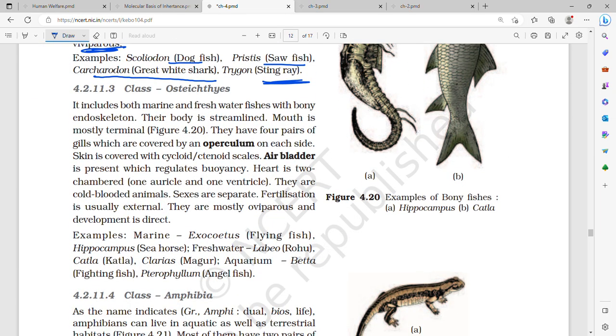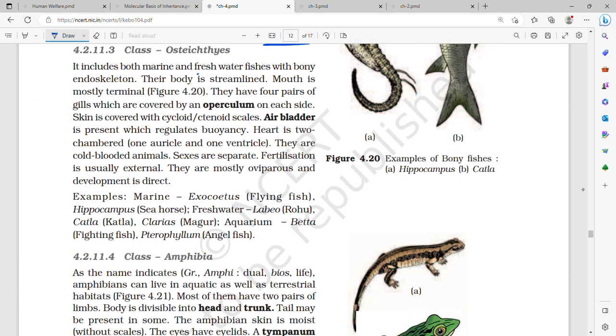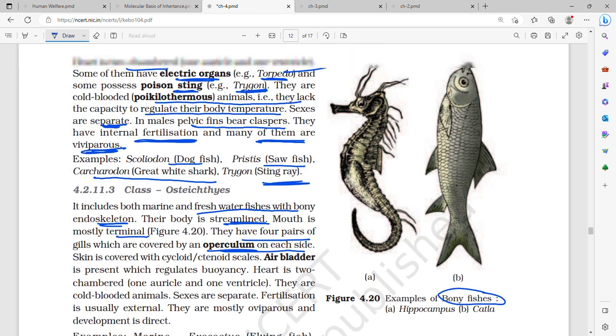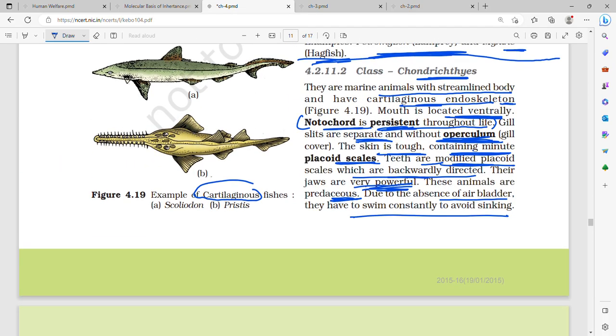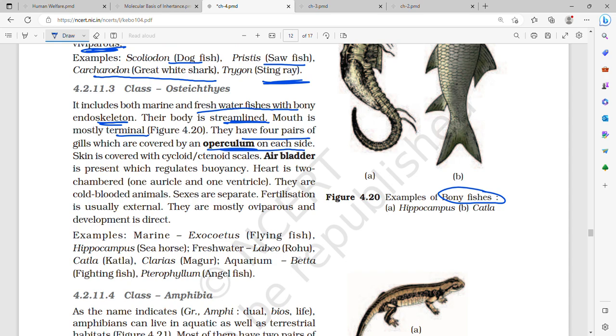Then second, these are called bony fishes. Both marine and freshwater fishes with a bony endoskeleton. Therefore, they are called bony fishes. Their body is also streamlined. Mouth is terminal. They have 4 pairs of gills which are covered by an operculum. In Chondrichthyes there was no operculum. Here in Osteichthyes the operculum is there and an air bladder is also there, which regulates buoyancy, so they won't sink if they stop somewhere. Skin is covered with cycloid or ctenoid scales.